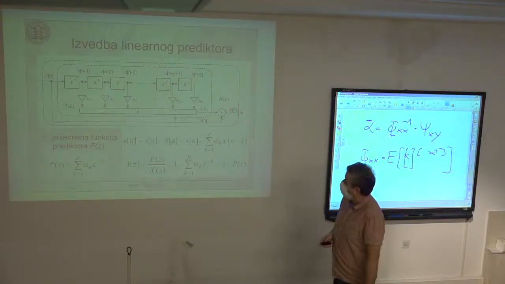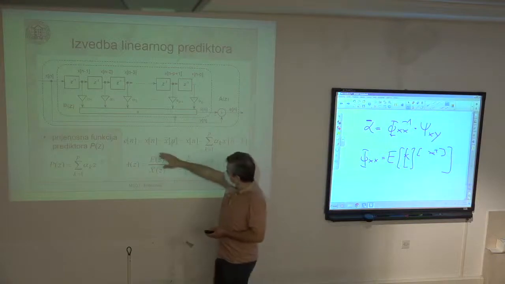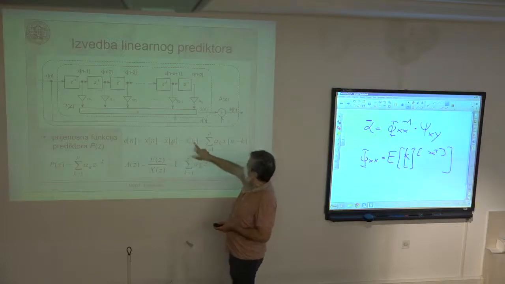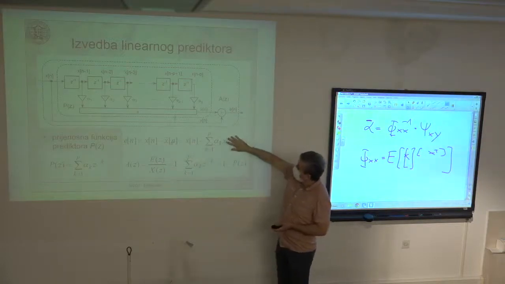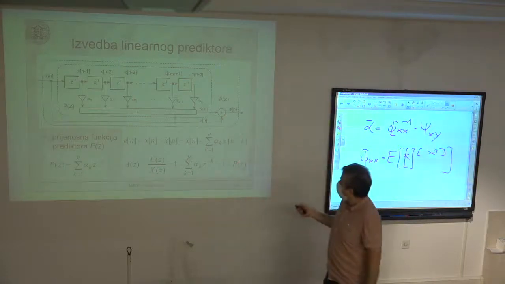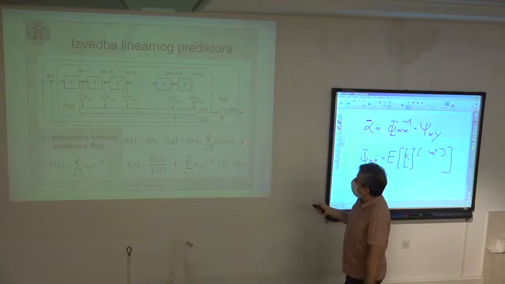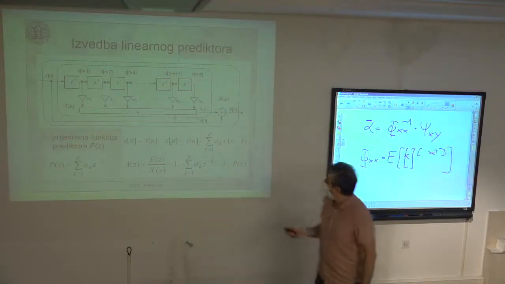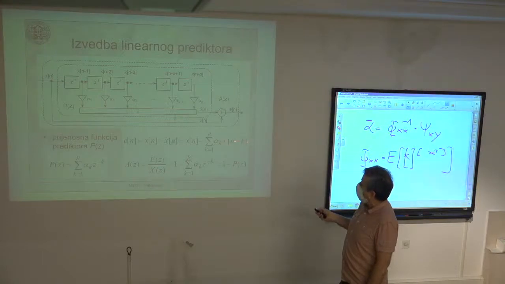So this x tilde is the output of P of z, while e of n is the output of A of z. Okay, so then we can write here e of n is the difference between x of n and x tilde of n, and that is x of n minus this scalar product. So this here is nothing else but the inner product between the row vector and the column composed of p past samples, n minus 1, n minus 2, up to n minus p. So it says here alpha 1 multiplied with x of n minus 1, alpha 2 with x of n minus 2, and then up to alpha p x of n minus p. So this here is the prediction.